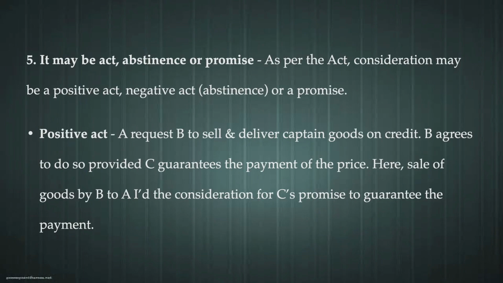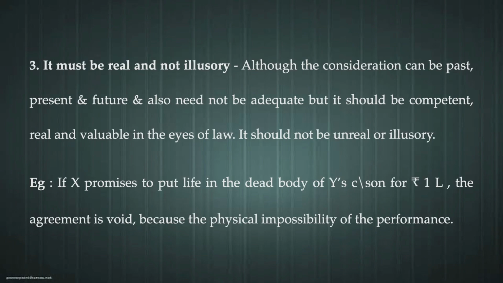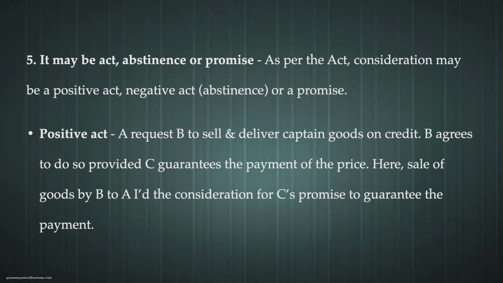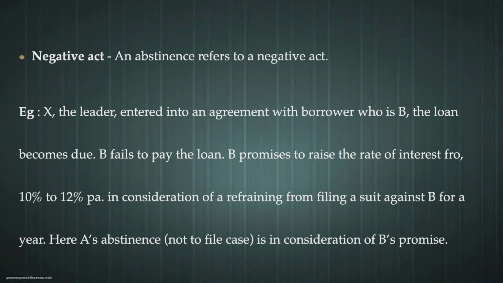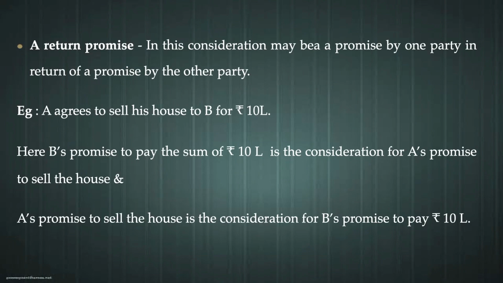So today we learned about the second essential. Consideration need not be adequate to the promise. It must be real and not illusory. It must be lawful. It may be an act, abstinence or promise. Under that we have 3 acts: positive, negative and a return promise.